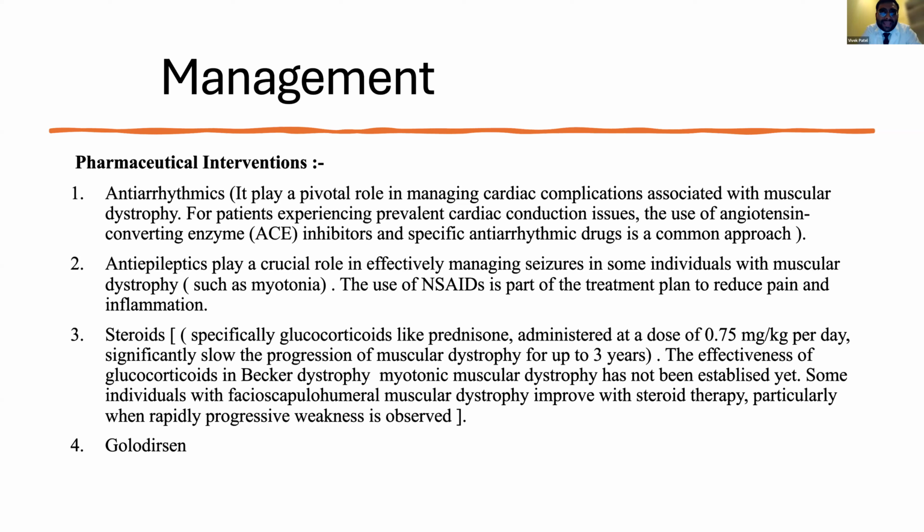Another drug that is used is golodirsen. This is a new type of drug, basically an antisense oligonucleotide, a synthetic RNA. It helps skip some exons during the synthesis of dystrophin. But this is still under research and its effectiveness has not been established yet.